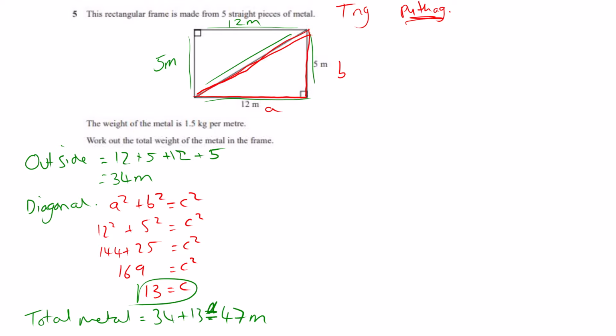So we now need to work out the weight. We've got how much metal? Let's work out the weight. In the question, the weight of the metal is 1.5 kilograms per meter. So for every meter, it's 1.5 kilograms. We have 47 meters.